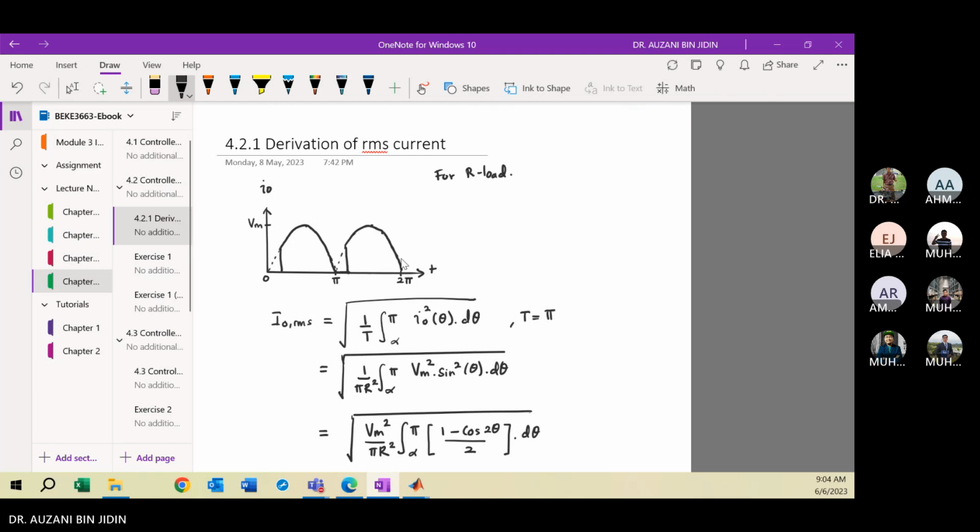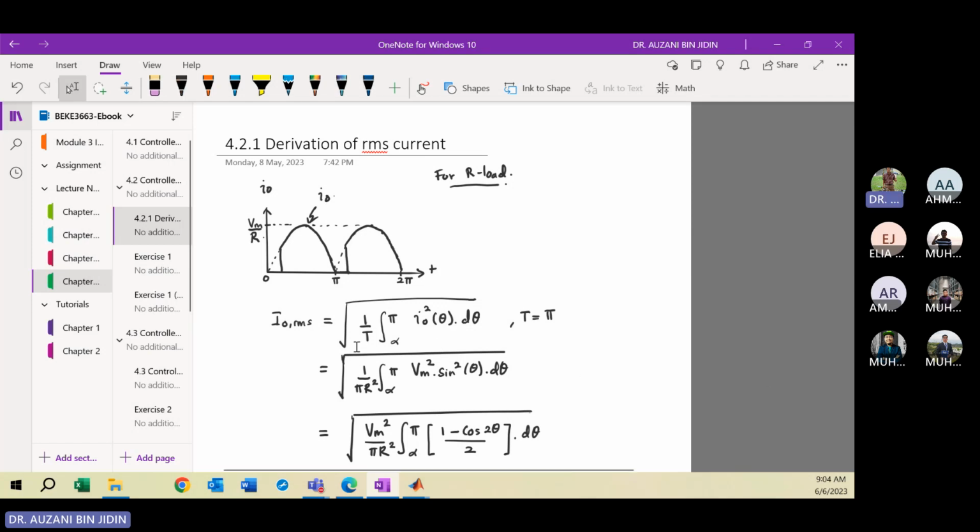To sketch the output current for the case of R load, the wave shape will be similar to the output voltage wave shape. Because this is for R load, the peak of the output current here will be Vm divided by R. Okay, clear? So this is your output current, IO, not the output voltage. The wave shape is the same but the magnitudes are different. The instantaneous values are different because you need to divide by R, the resistance.